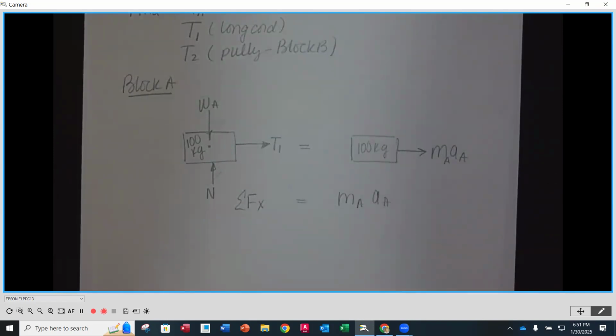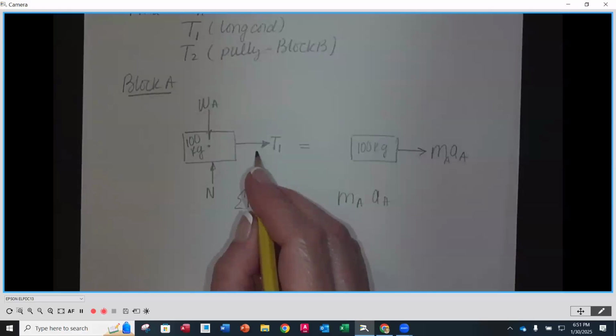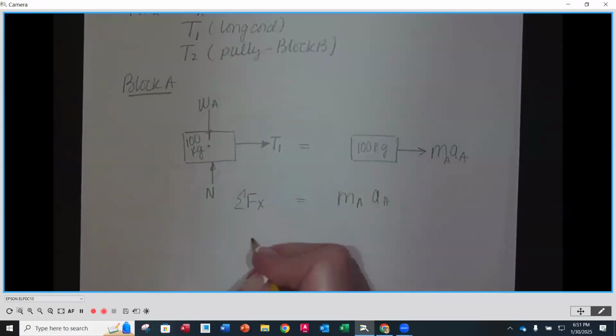Now, as we look here, we want to find out what is the summation of the forces in the X direction on the left-hand side here. And we only have one force in the X direction. It is going positive, and that is T1. So that's the tension in the cord that's attached to block A here.